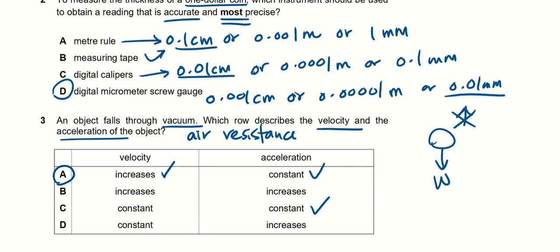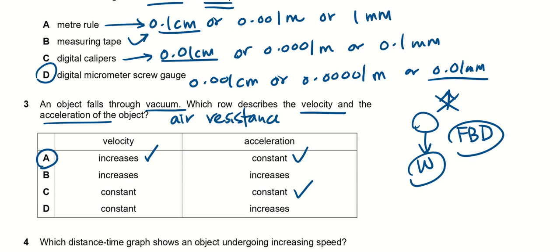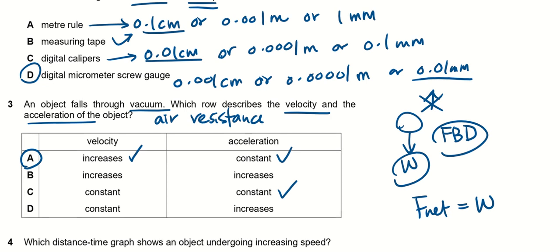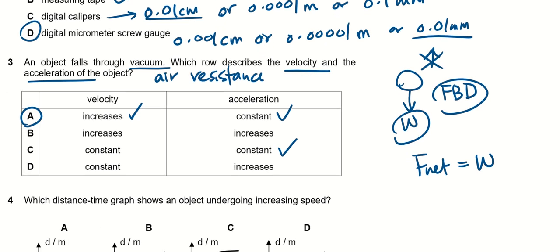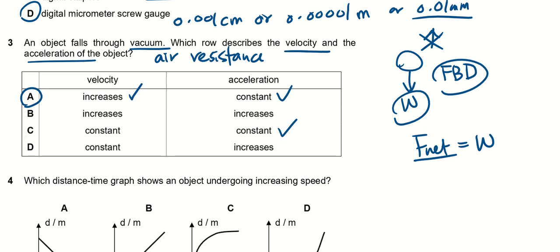So answer is A. Okay, so this is actually drawing the free body diagram. From there, you will know what are the forces acting on the body. And then, if there is resultant force, so now the F net is actually W, then there will be an acceleration, right? Because according to Newton's second law.